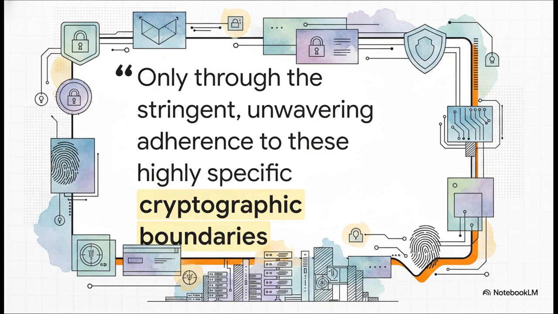As we've seen today, managing identity isn't just about handing out passwords, it's about continuously securing the very fabric of enterprise operations. To quote the foundational truth of this domain, only through the stringent, unwavering adherence to these highly specific cryptographic boundaries and validation rules can modern organizations safely leverage the immense power and scalability of federated identity and access management architectures. So I leave you with this question to ponder. If your physical perimeter completely vanished tomorrow, are your digital identities strong enough to defend the castle on their own?